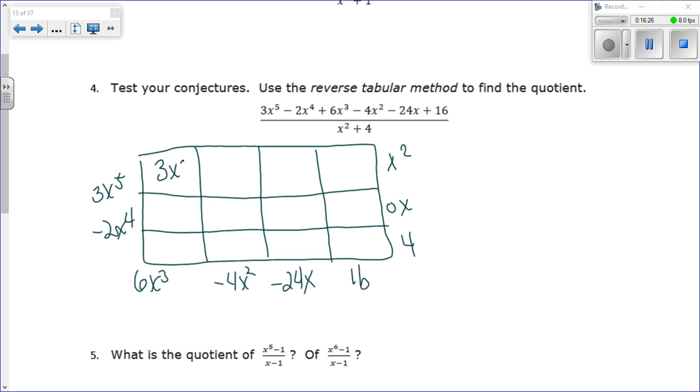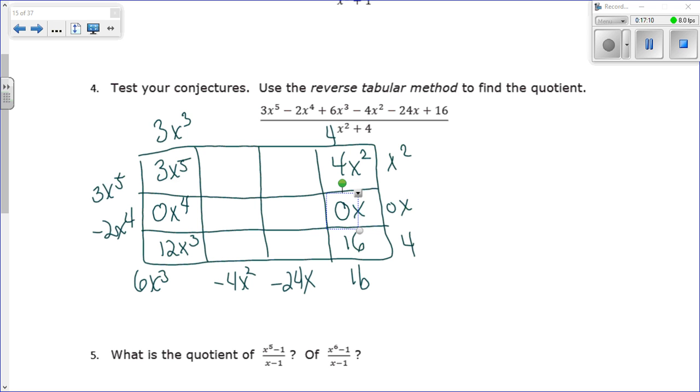This needs to be 3x to the 5th, and this one down here needs to be 16. What do I multiply x squared by to get 3x to the 5th? Well, that would be 3x cubed. So 3x cubed times 0x is 0x to the 4th. 3x cubed times 4 is 12x cubed. And then what do I multiply 4 by to get 16? Well, that is a 4. So 4 times 0 is 0x. 4 times x squared is 4x squared.